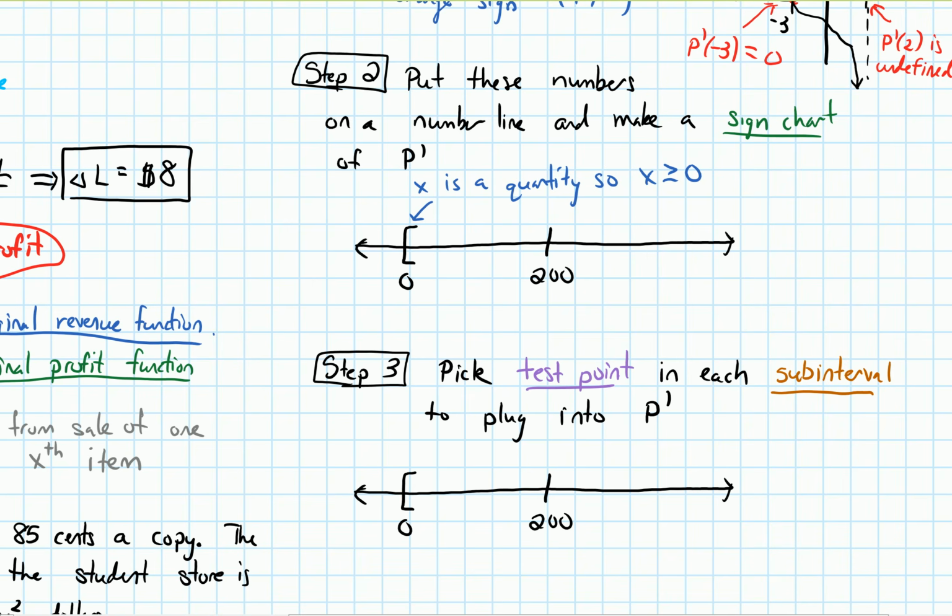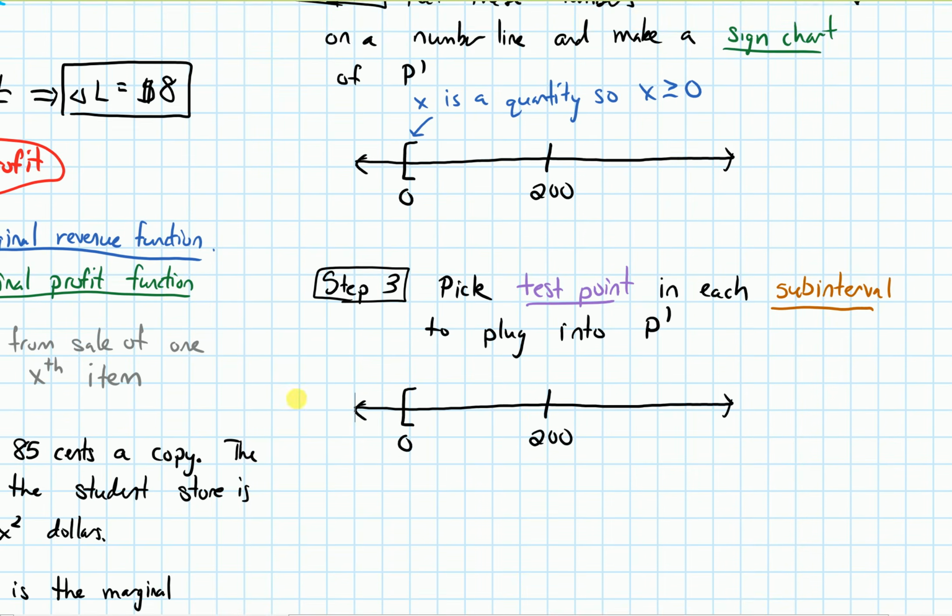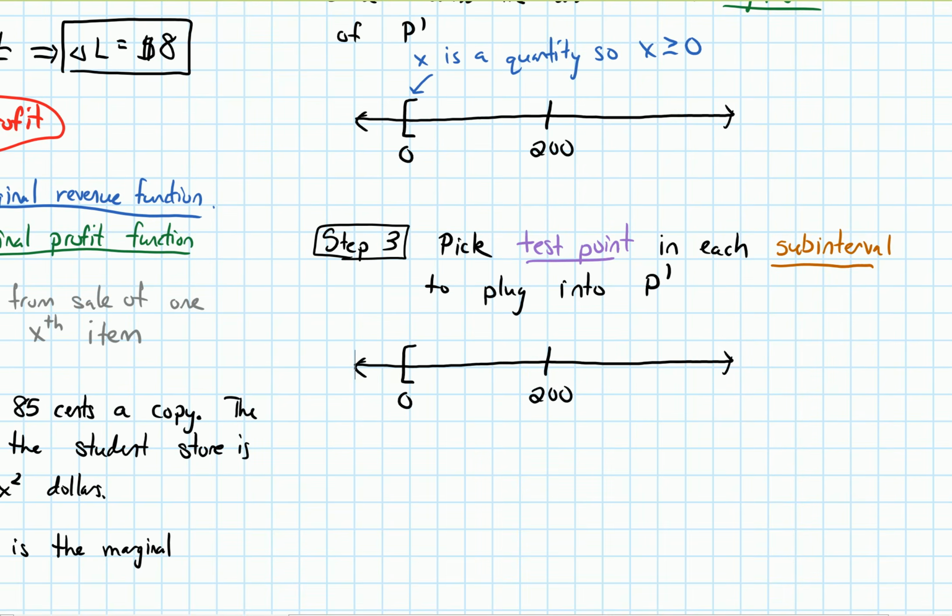All right, so I just copied my number line down here, and let's talk about what these test points are. The subintervals are the intervals that are between the numbers on our number line. So we have one subinterval from 0 to 200. I'm going to pick a test point in that interval. It could be any number between 0 and 200. So I'm just going to pick something simple like x equals 1.